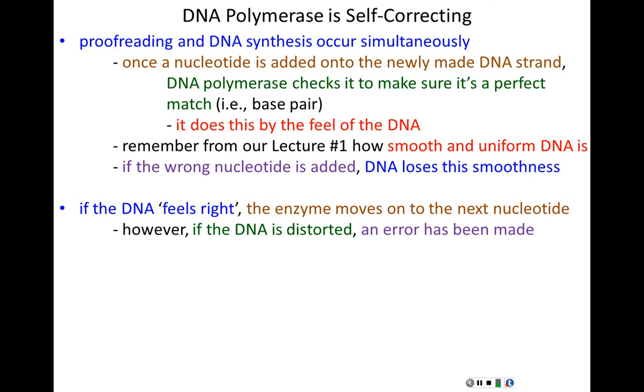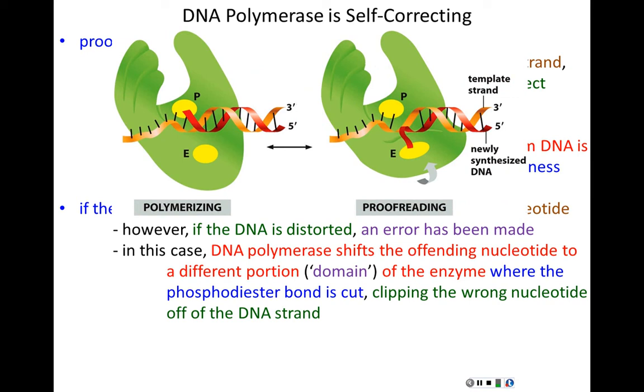In this case, the DNA polymerase actually takes that incorrect nucleotide and shifts the end of that new DNA strand to a different region of the enzyme. Regions of the enzymes are called domains, so there's a different domain on the enzyme for this. Once that offending incorrect nucleotide is moved to the second domain in the enzyme, the phosphodiester bond is cut, and what that does is clip that wrong nucleotide off of the end of the DNA strand, leaving it one nucleotide fewer. This is a different figure that shows it in a little bit more detail.